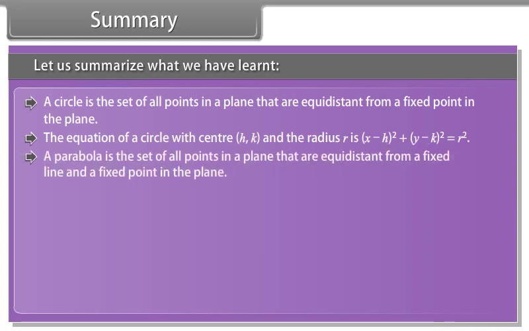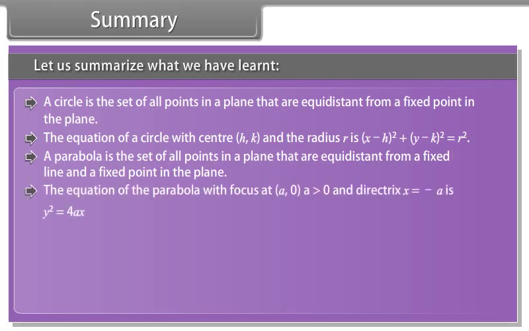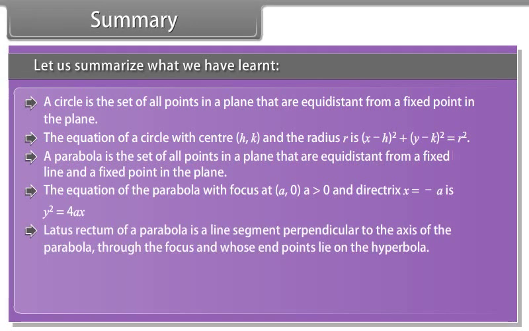A parabola is the set of all points in a plane that are equidistant from a fixed line and a fixed point in the plane. The equation of the parabola with focus at (a, 0), where a is greater than 0, and directrix x is equal to minus a is y square is equal to 4ax. Latus rectum of a parabola is a line segment perpendicular to the axis of the parabola through the focus and whose endpoints lie on the parabola. Length of a latus rectum of a parabola y square is equal to 4ax is 4a.